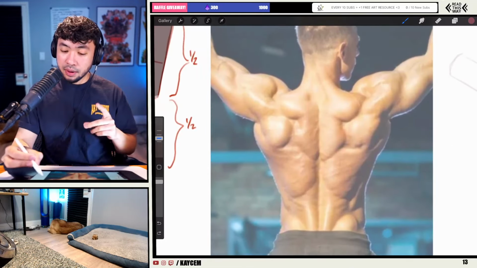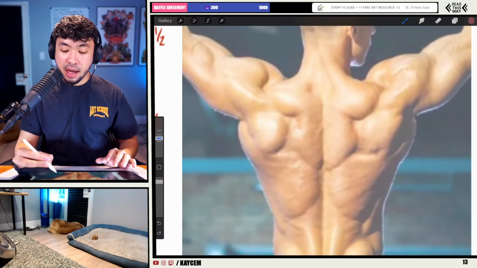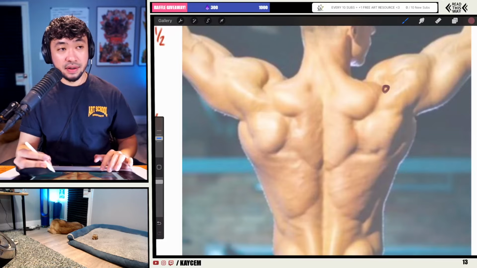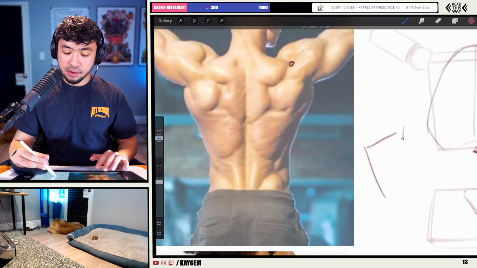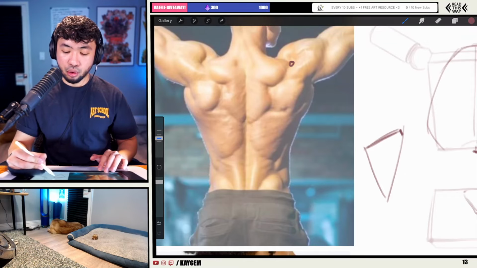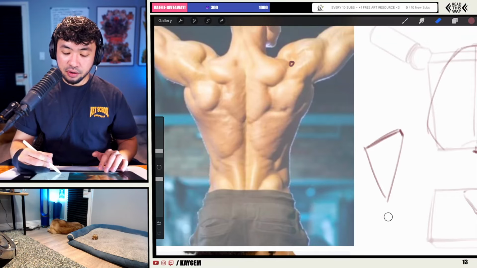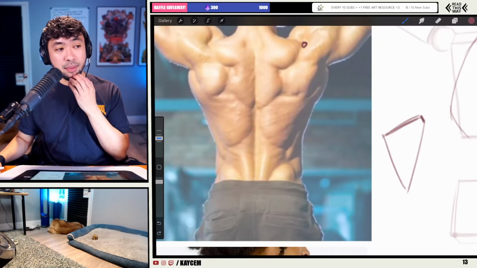Let's go ahead here and talk about how to find the scapula if you're looking at a reference. Now, the scapula is kind of interesting because it basically has this triangular shape, right? You can think of it as a shoulder blade, by the way. That's the more general term for it.